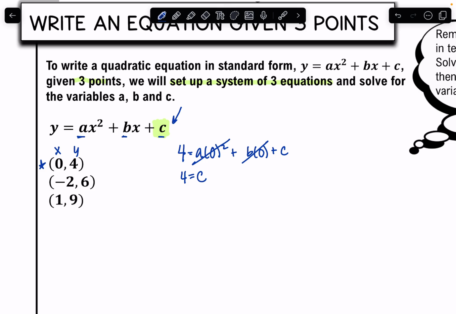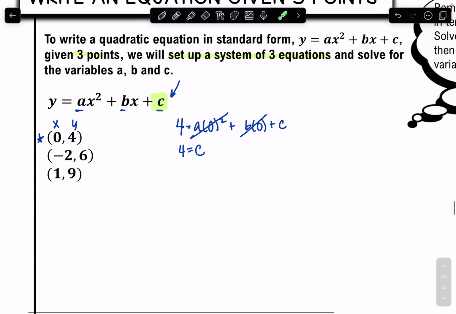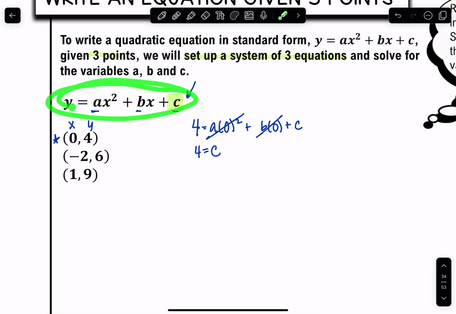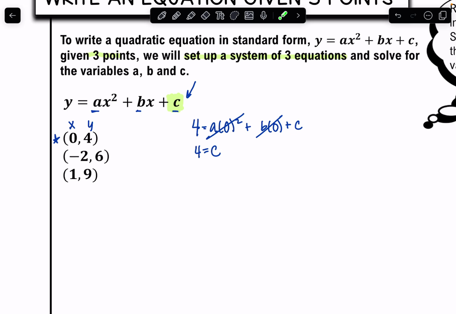So no matter how you think about it, if you go the old-fashioned way of plugging in, this formula here, this standard form, is just a placeholder for your ordered pairs. I just need to figure out what a, b, and c are. Well, now I figured out what c is, so that's great. And so now I can plug in my other ordered pairs. I have a combination of -2 and 6. So again, every time I see y, I'm going to replace that with 6.